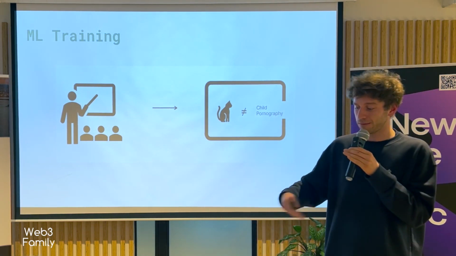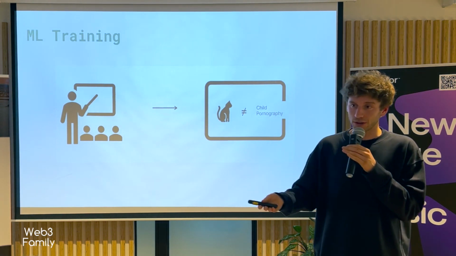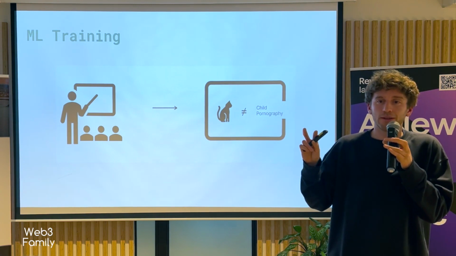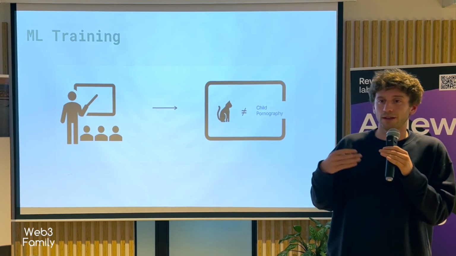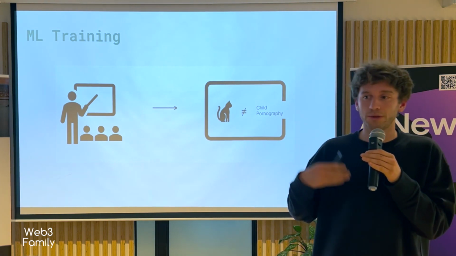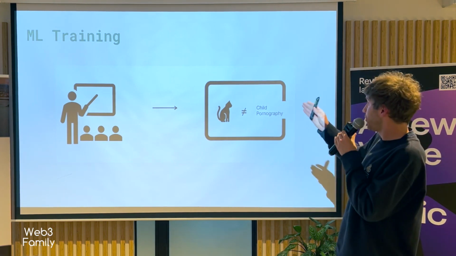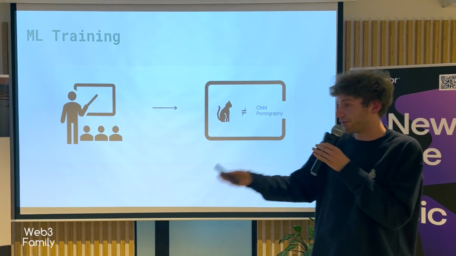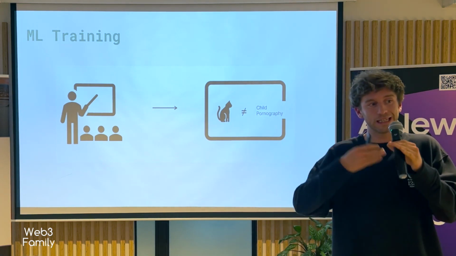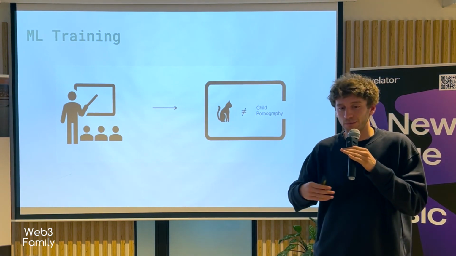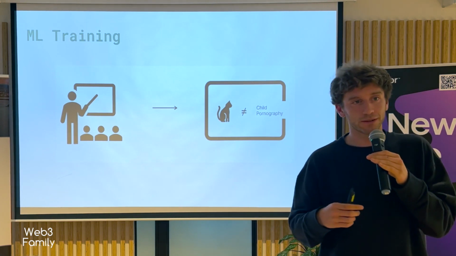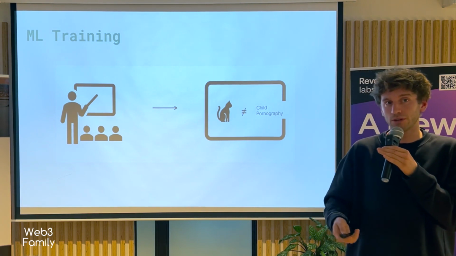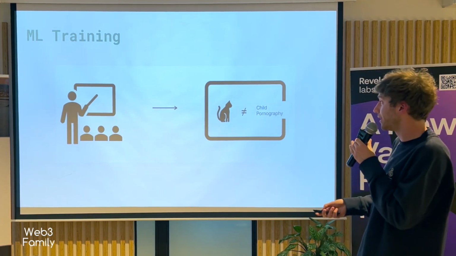And every time the model makes a prediction, a human will be able to tell whether the prediction was wrong or right. So if we present them with a cat and they say it's child pornography, we tell it that it's wrong, and then it will modify its parameters to adjust, while every time it makes a right prediction, we reward it.